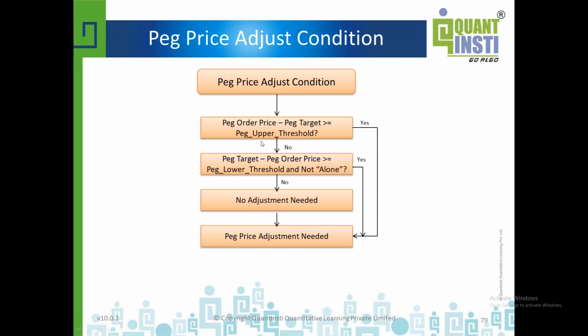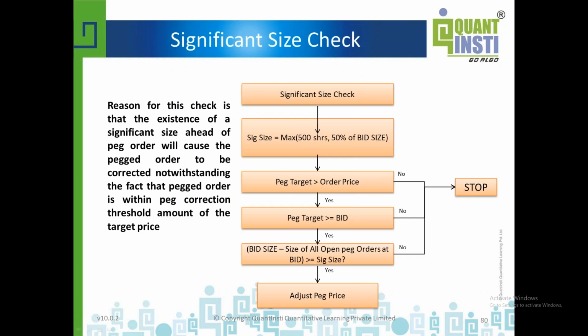So here, this is what it is doing: pegging, upper threshold and lower threshold and whatnot. And you can obviously adjust it accordingly. Guys, is it clear? Yes or no? Great.